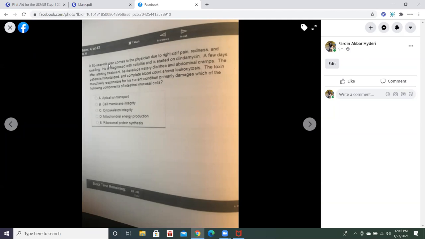A 65-year-old man comes to the physician due to right calf pain, redness, and swelling. He has cellulitis and is started on clindamycin. A few days later, he develops watery diarrhea and abdominal cramps. So it's Clostridium difficile again. The toxin most likely responsible for this recurrent condition primarily damages which of the following components of the intestinal mucosal cell? Okay, this is from the table which we have learned. If you are ready, please tell me you're ready.